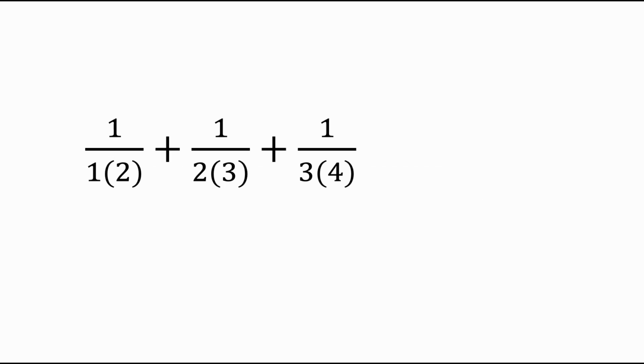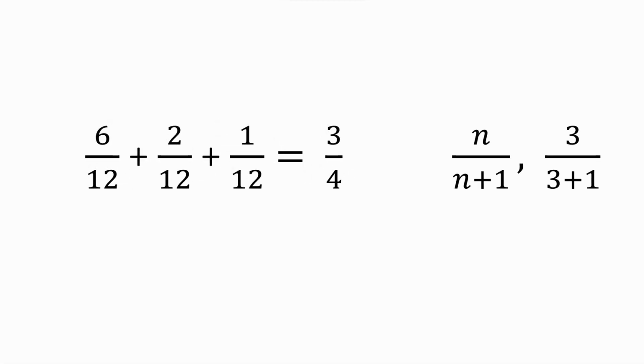For an example, let's set n equal to 3. 1 over 1 times 2 plus 1 over 2 times 3 plus 1 over 3 times 4 is equal to 9 over 12. This is also produced by n over n plus 1 when n is equal to 3. This means that when n is equal to 3, our equation holds.